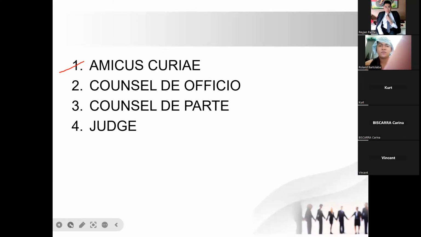Okay, number 2. Sino naman yung tinatawag natin class na counsel de officio? Again, sino naman yung tinatawag natin ngayon na counsel de officio?